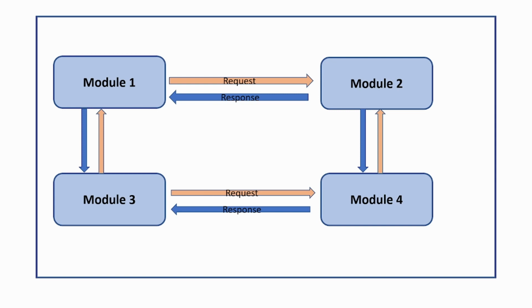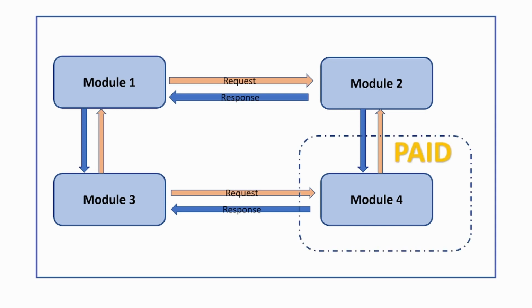So out of these services, there could be a scenario where some of the services are paid. Let's say, for example, consider in this current system, module 4 is a paid service. So every time we are going to test the system, we are going to hit module 4 and we are going to pay for that hit.